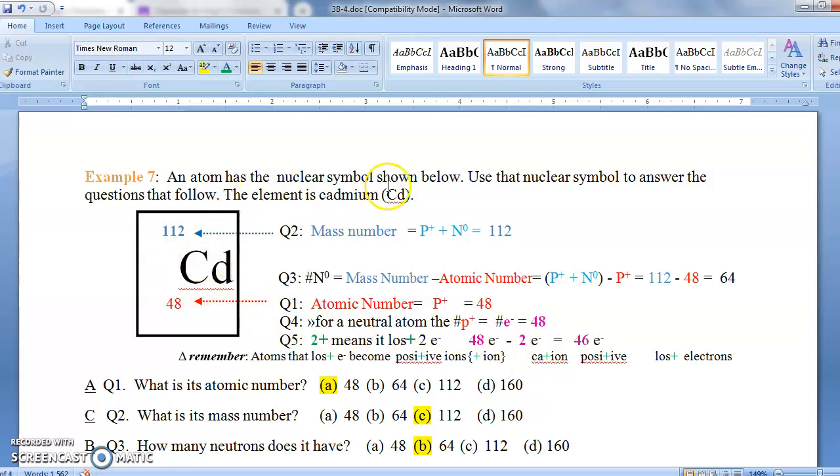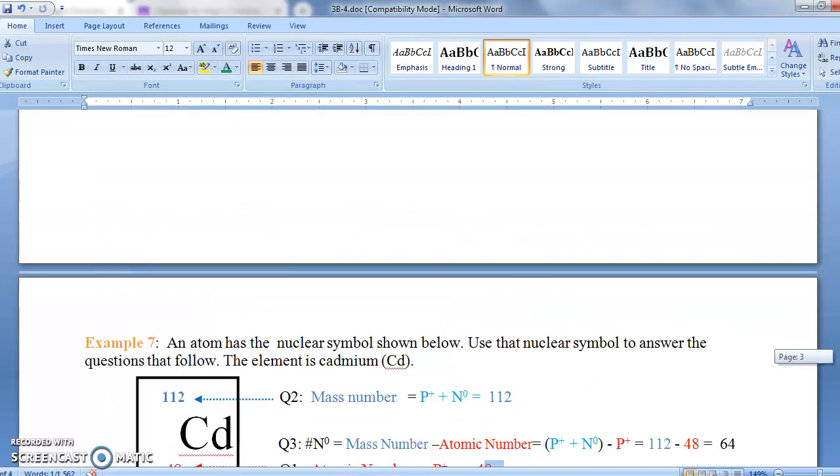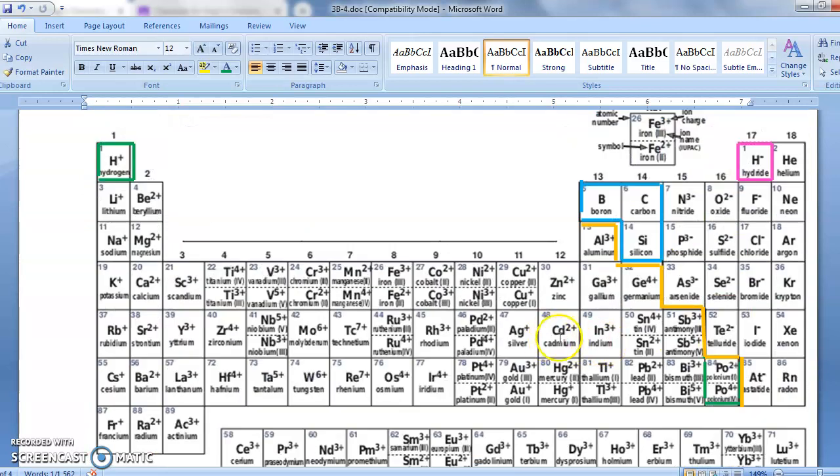This is the nuclear symbol for cadmium, and it wants us to use this nuclear symbol to answer several questions about it. Remember, the nuclear symbol format has the mass number on top and the atomic number down here. The mass number tells us the number of protons and neutrons. So cadmium in this isotope has 112 particles in the nucleus. All cadmiums have 48 for their atomic number, 48 positives. And there it's right here. There's cadmium. 48 is its atomic number.